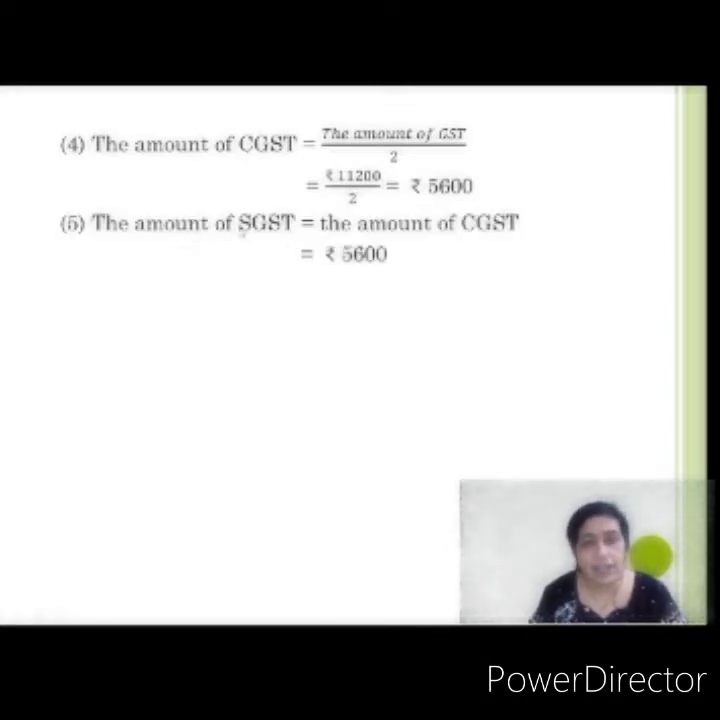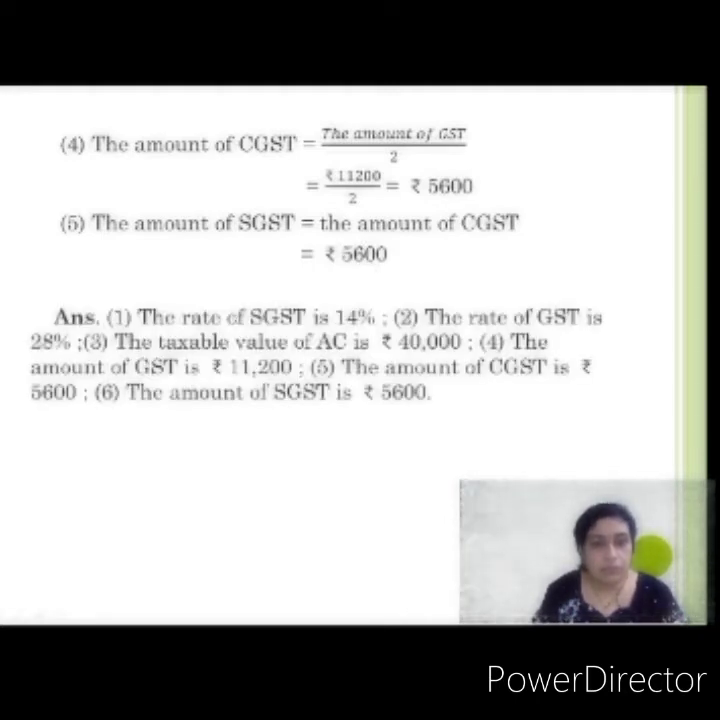So in the same way, the amount of CGST and SGST is the same. So for both the amount will be 5,600. Okay. So this is what you were asked to get as the answer, and I have written it together. The first one was the rate of SGST, then the second one. I hope this example is clear to you. Here actually all the examples from the practice sets get over.